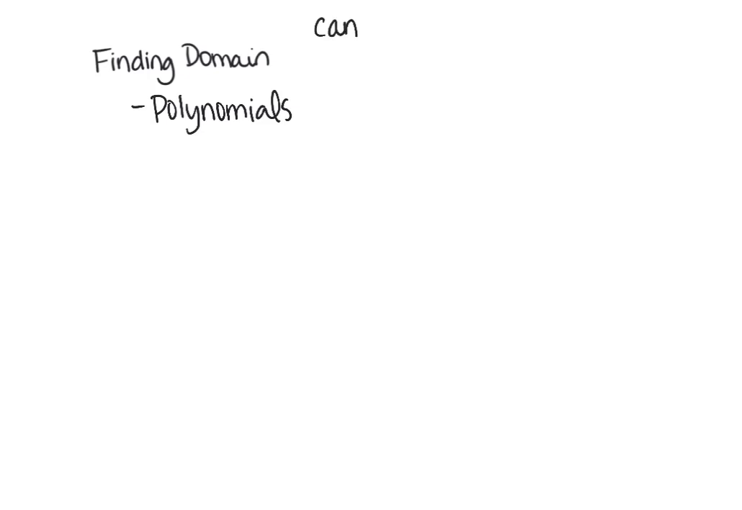We can't take the square root of a negative. If you try to take the square root of a negative, it's not going to work. And we can't divide by 0. So our domain rules are really only addressing those two things.